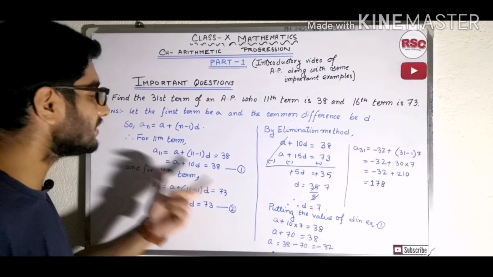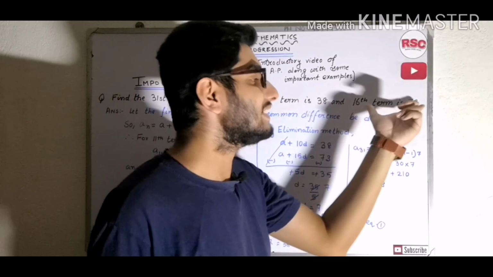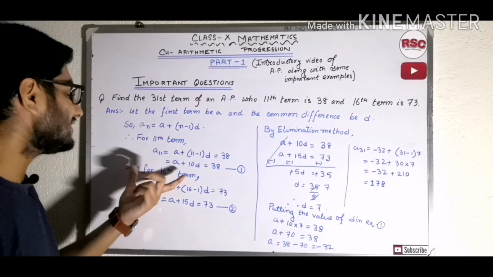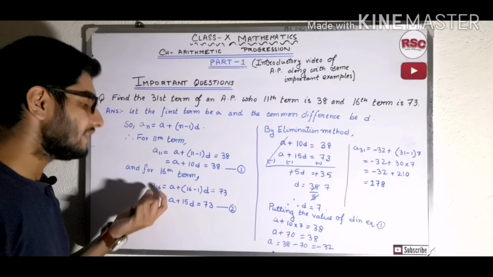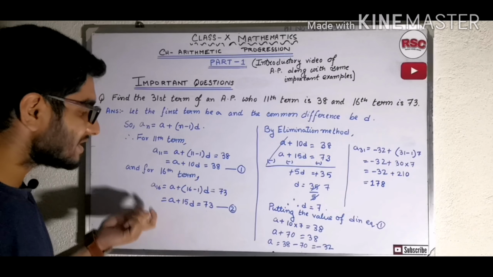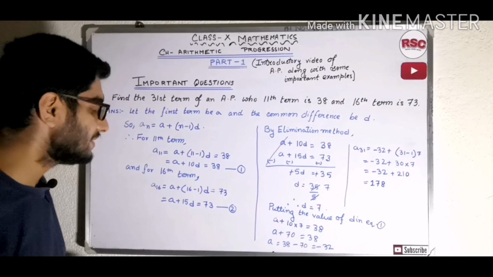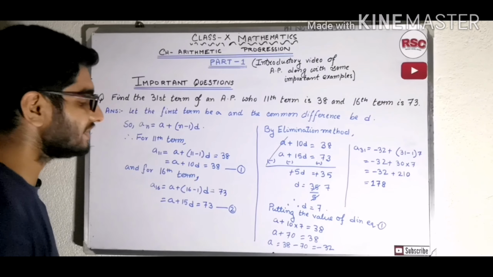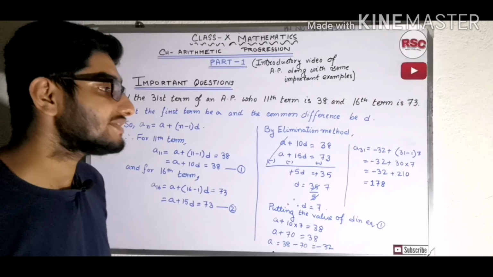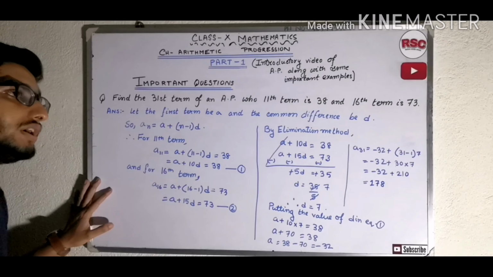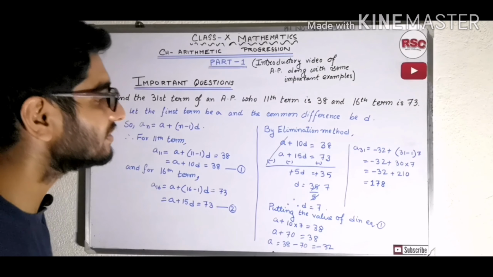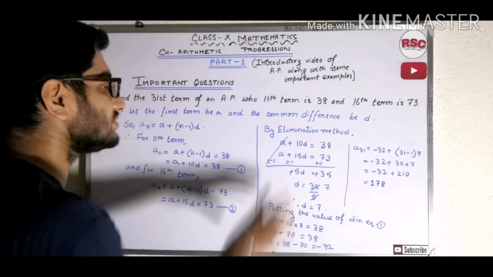Now coming to the 16th term, it is also given that the 16th term is 73. As we took 11, now we take 16 for the 16th term: a of 16 equals a plus (16 minus 1) d, which equals 73. So a plus 15d equals 73, since 16 minus 1 is 15, which is the second equation. Now you can solve it by any method. You can use the elimination method or the substitution method. The elimination method is a very easy and convenient method, so I have used this method.